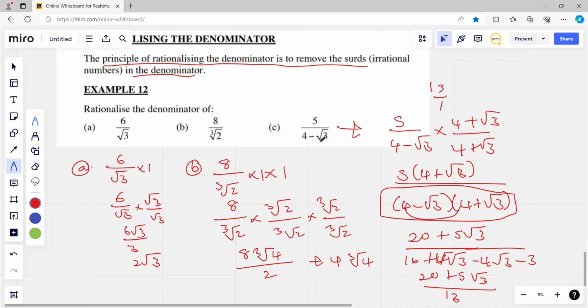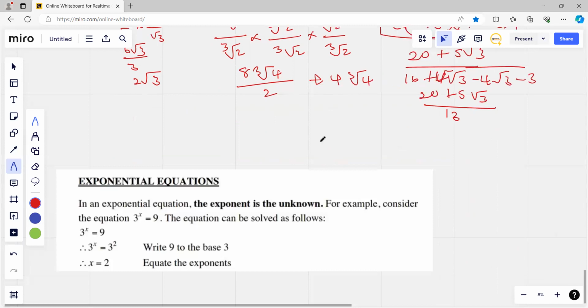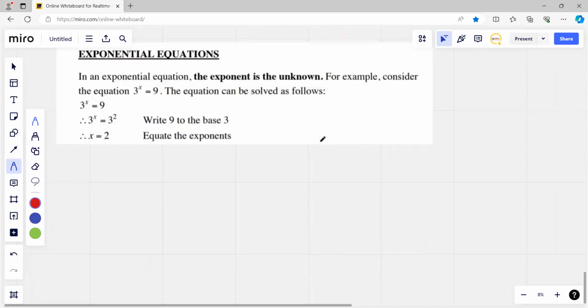Then let's look at exponential equations. In exponential equations, we have exponents in the form of an equation, then we have to find the unknown. In an exponential equation, the exponent is unknown. So basically, when we're dealing with an exponential equation, the exponent is always unknown. We don't know what is happening to the exponent.